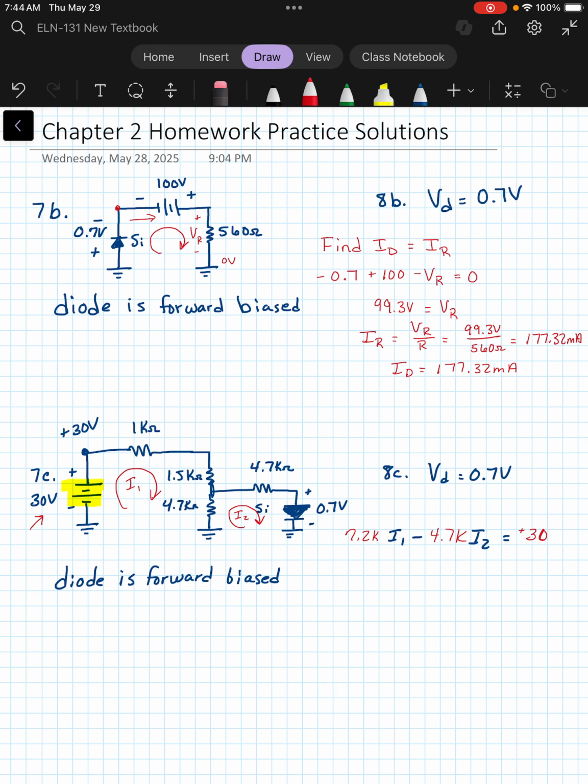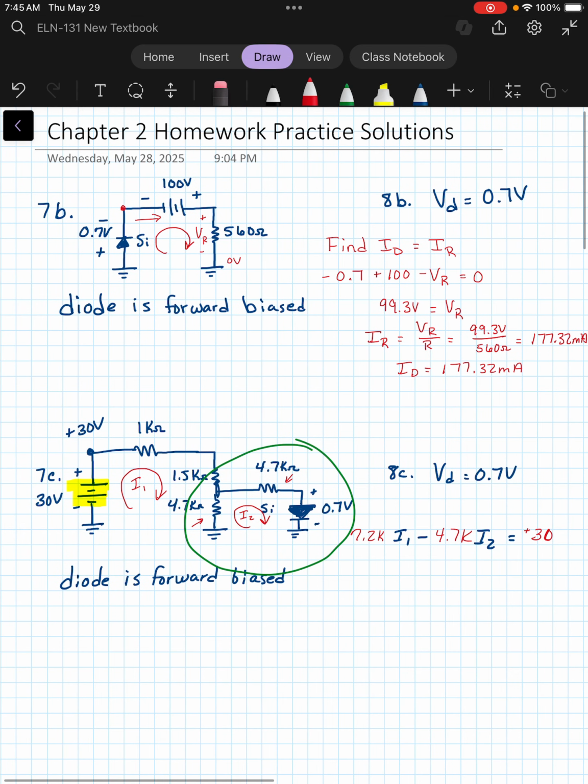Okay, so for the next equation, I'm going to focus on the mesh over here. And again, I'm going to sum all of the resistances connected in this particular mesh. That's the 4.7K here and the 4.7K here. And that's going to be my I2 term because that's the mesh that we're in. So together that would make 9.4 kilo ohms times our I2.